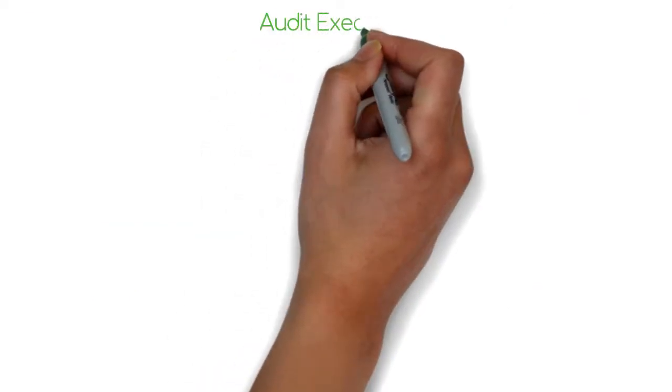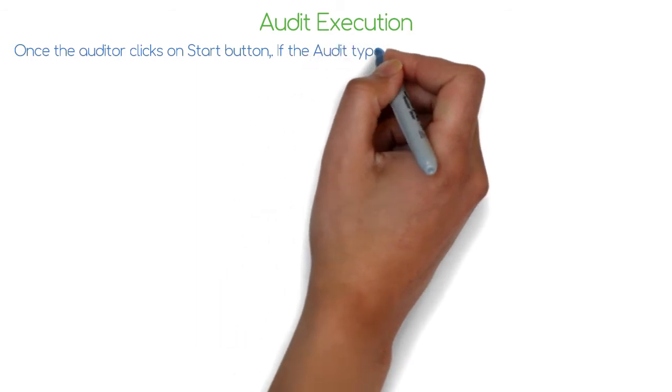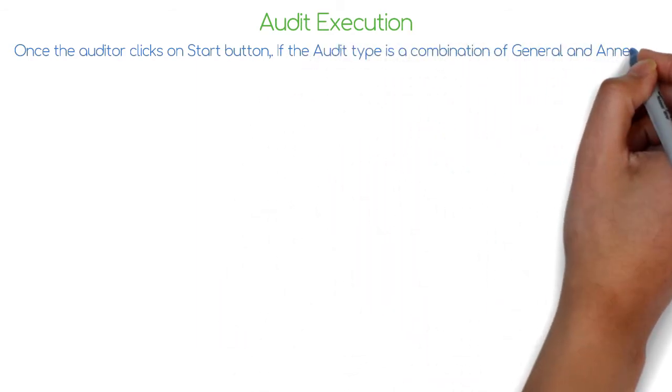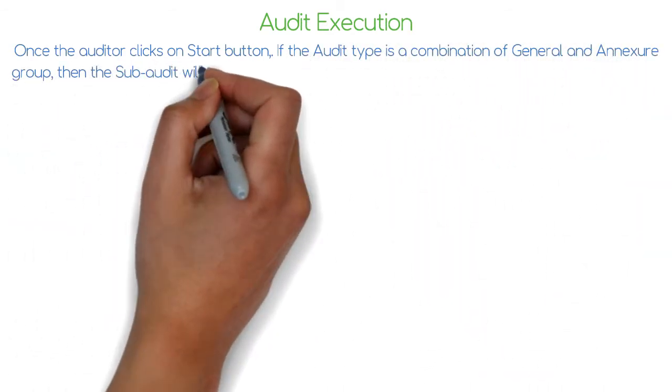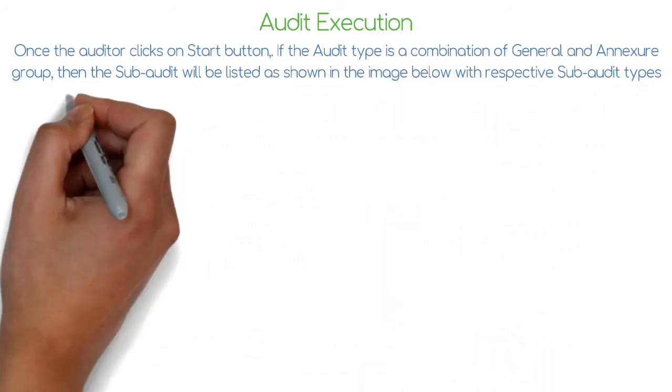Audit execution. Once the auditor clicks on the Start button, if the audit type is a combination of general and annexure group, then the sub-audits will be listed as shown in the image below with their respective sub-audit types.